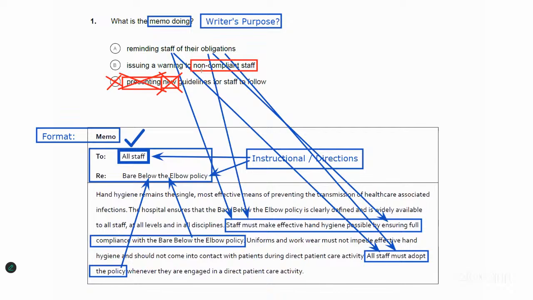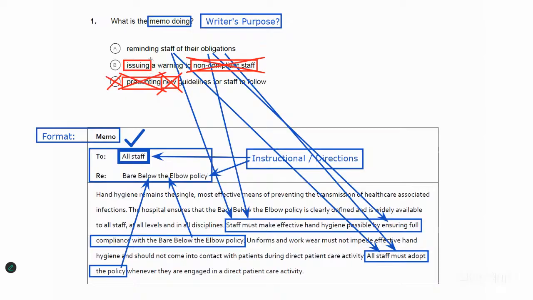So compliant plus non-compliant. It's not telling about non-compliant staff only. It is talking about both. Non-compliant staff is only one fraction. So, right. Issue a warning. Is it issue a warning? No, it is a directive. It's an instruction. It's not punishing anybody. It's not saying any action is going to be taken here. Is it a warning here? Is it issuing a warning?